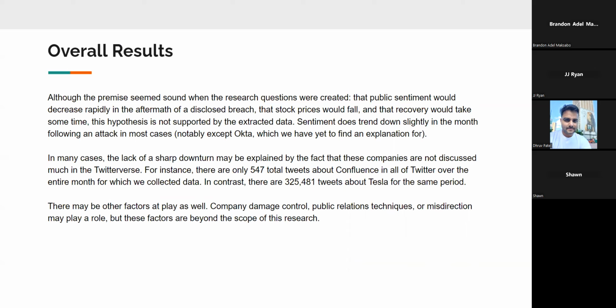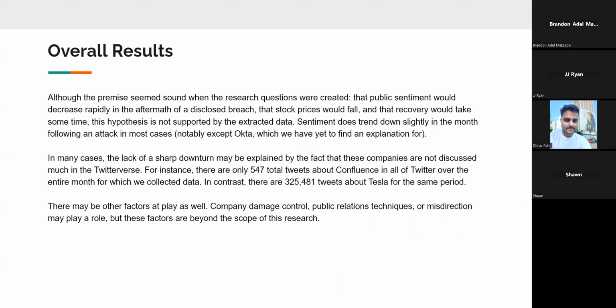So coming over to the overall results of the entire data analysis project that we ran, although the premise seemed sound when the research questions were created, that public sentiment would decrease rapidly in the aftermath of a disclosed breach, that stock prices would fall, and that recovery would take some time, this hypothesis is not supported by the extracted data. Sentiment does trend down slightly in the month following an attack, in most cases, notably except Okta, for which we have yet to identify the reason for the upward trend.